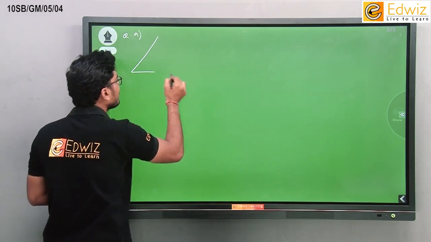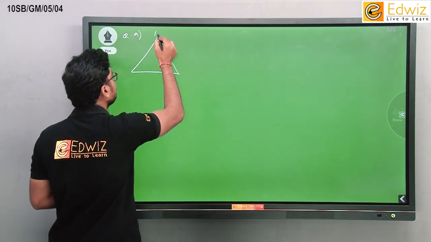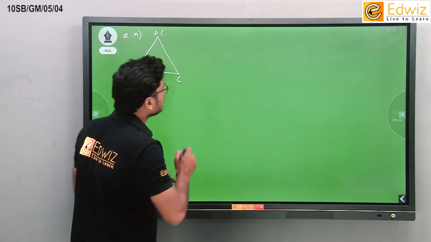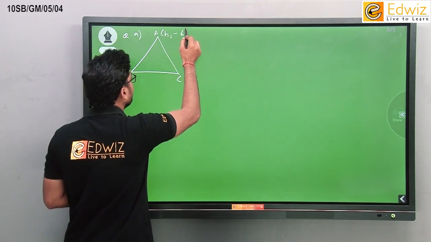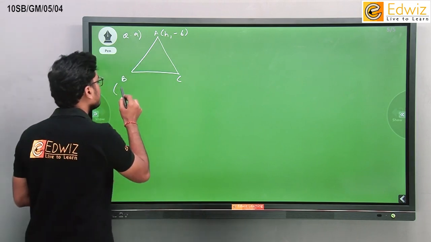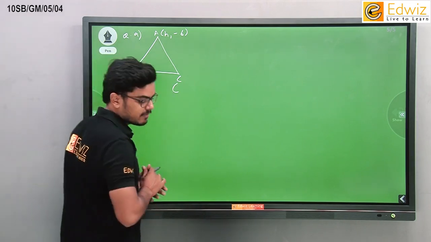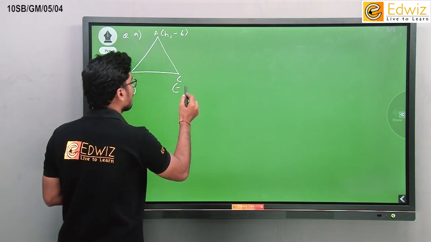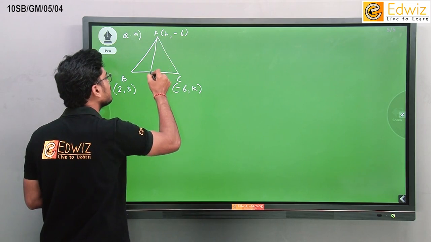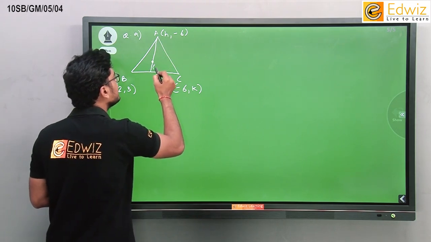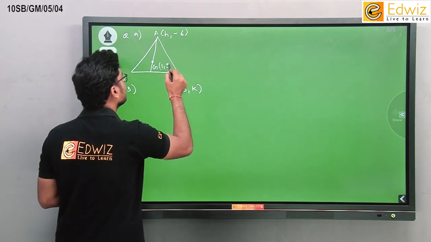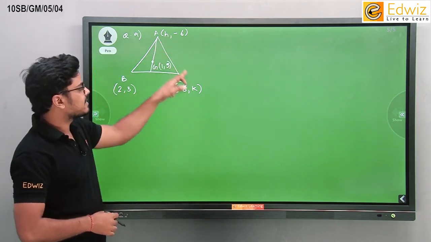Once again, if this is your triangle ABC, point A is given to you, h comma minus 6. We don't know the value of h. Point B is given to you, 2 comma 3, and point C is given to you, minus 6 comma k. And the centroid of this triangle is given to you. Suppose it is here G, that is 1 comma 5. We have to find the value of h and k.